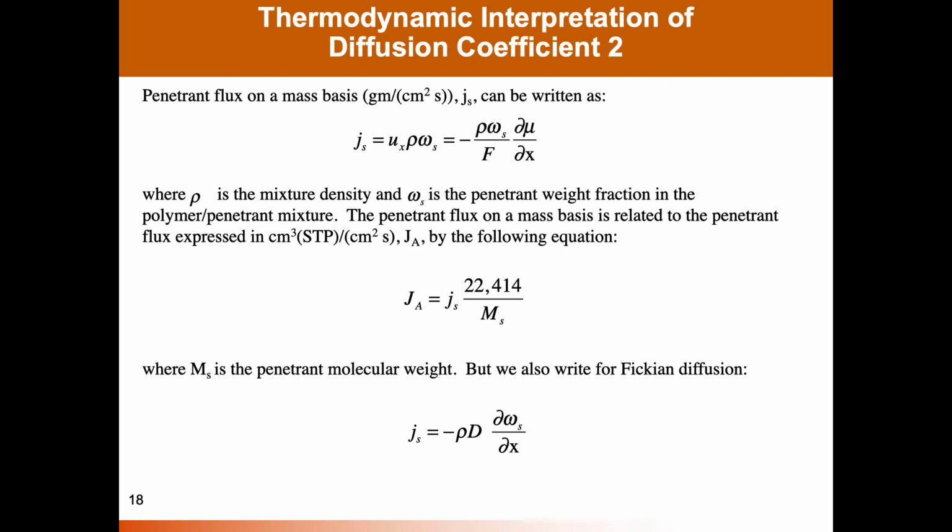And so this is an empirical model of how mass transport occurs. And it's very effective. If the mixture density is approximately constant, you can bring that inside this derivative, and then this just becomes the concentration gradient, concentration of the penetrant.